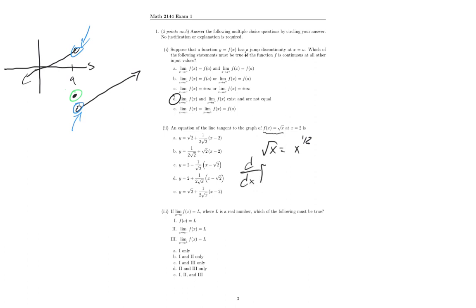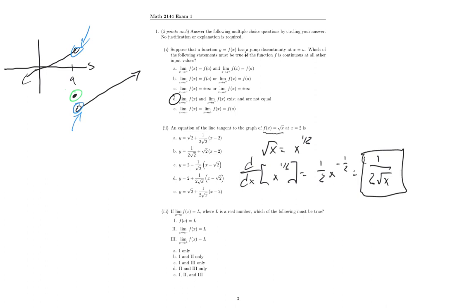Then the derivative of x to the 1/2 would equal 1/2 x to the negative 1/2, right? We can rewrite that as 1 over 2 square root of x, right? Because the negative power is just going to bring it to the denominator. So anyway, this has to be our slope, right? Because that's what our derivative is.